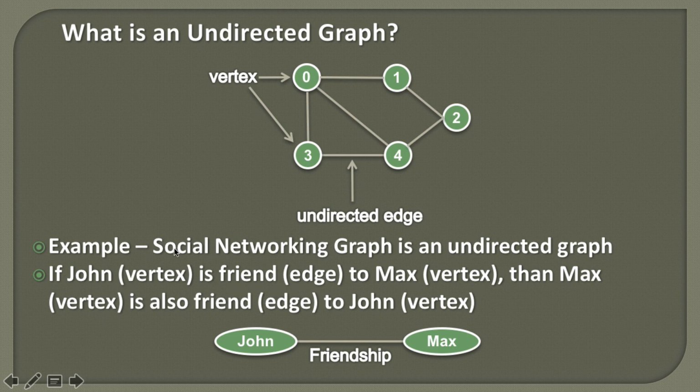So here if John is a friend to Max, then it implies that Max is also a friend to John. So it is nothing but an undirected graph. John is a friend to Max is the same as Max is a friend to John. So the social networking graph can be seen as an undirected graph where edges are undirected, they don't have any direction.